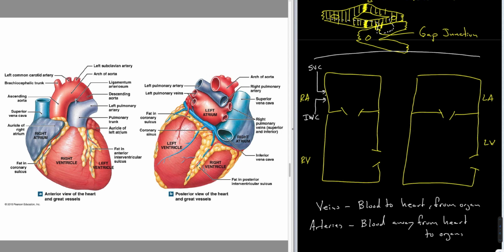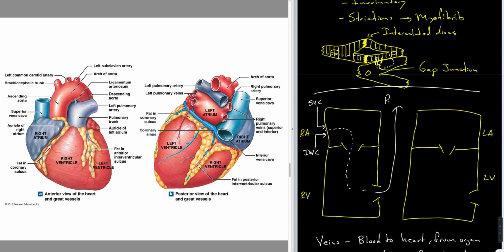Now, that blood travels through the right atrium, down to the right ventricle, and out an artery. We call this artery the pulmonary trunk, which leads to the pulmonary arteries. I'll put a little A there. This is traveling to the lungs.